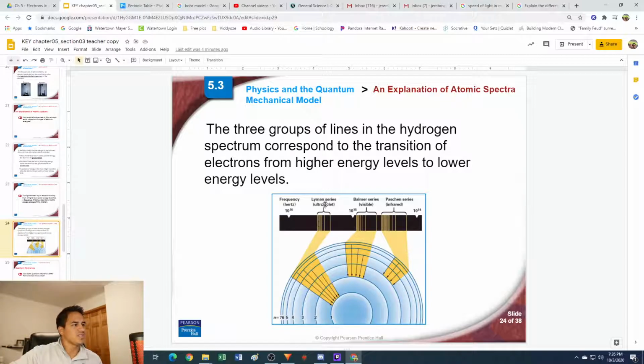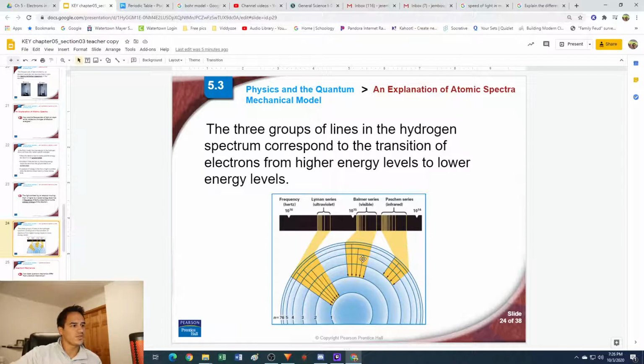The first one we have is the Lyman series, which is in the ultraviolet, so you could not see this with your eyes. These are when we have electrons in high energy levels, 7, 6, 5, 4, 3, 2, and they're all falling down to the ground state, which is level 1.